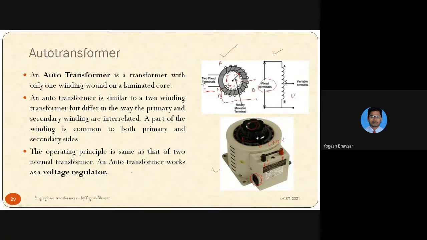The operating principle is the same as that of a 2-winding transformer. So it acts as a voltage regulator. If you know, a voltage regulator will just regulate the voltage. Whatever voltage is required, we can set by using the voltage regulator. So this is like a voltage regulator.